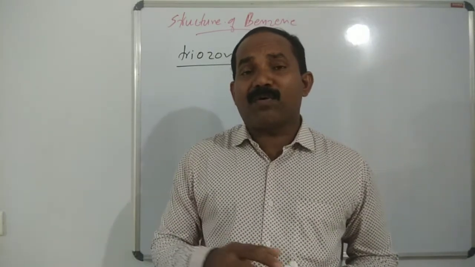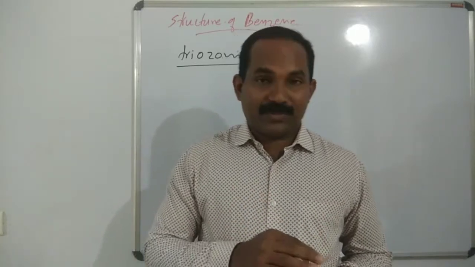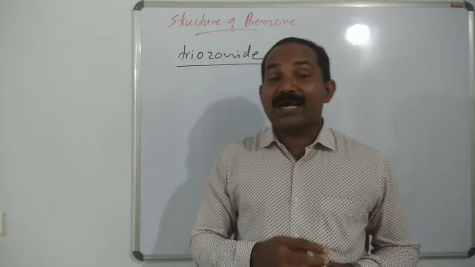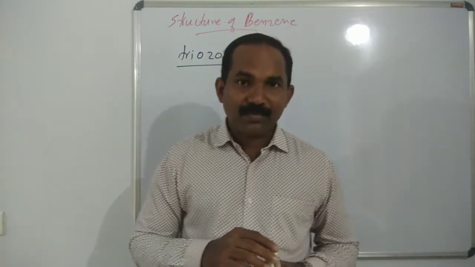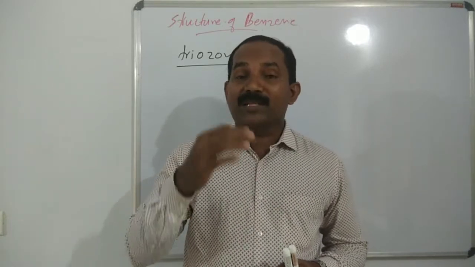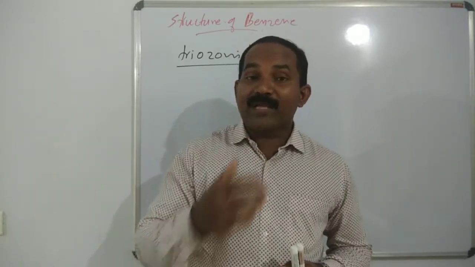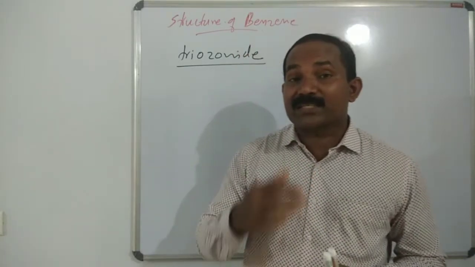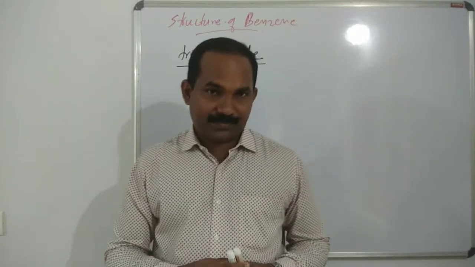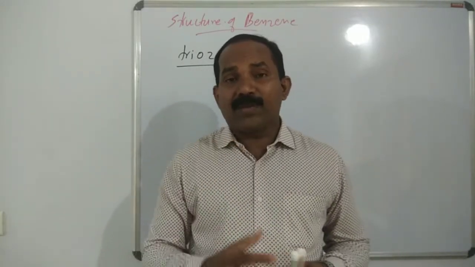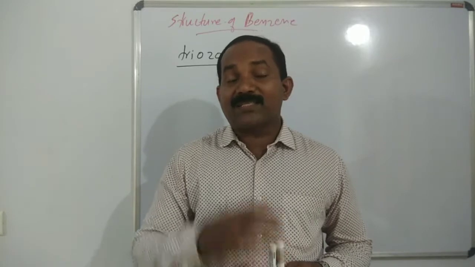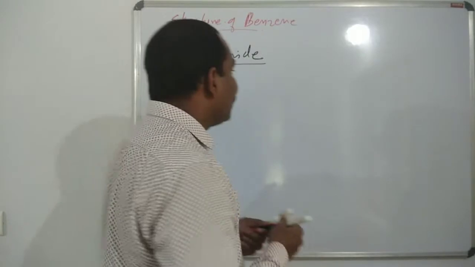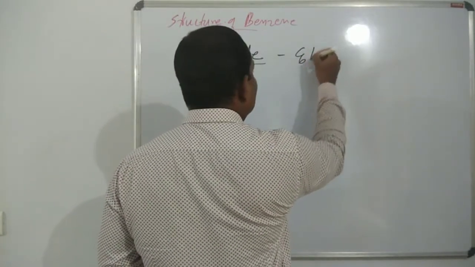Also, benzene forms only one mono-substituted derivative. It reveals that the six carbon atoms are identical. And from the formula, it is clear that the six carbons and the six hydrogens are identical. The formula is C6H6.